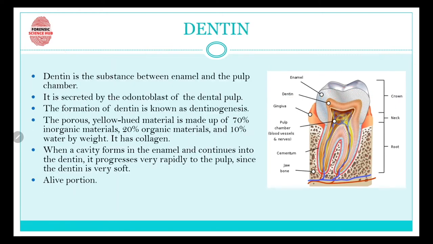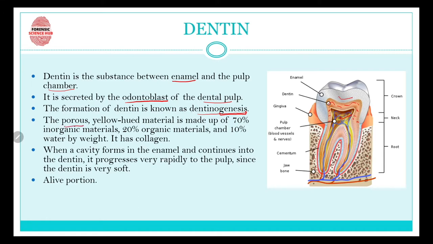Now let's talk about dentine. Dentine is a substance that is present between the enamel and the pulp chamber. This area is the dentine. As you can see, it is present between the enamel and the pulp chamber. It is secreted by the odontoblast cells of the dental pulp. The formation of dentine is known as dentinogenesis. We know that genesis means formation. So the formation of dentine is called dentinogenesis.